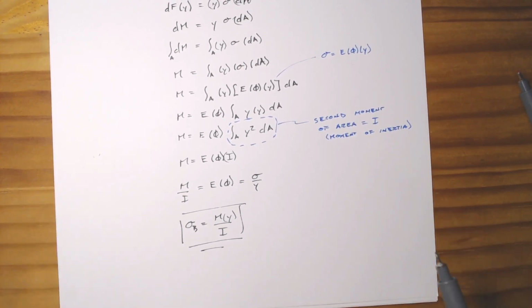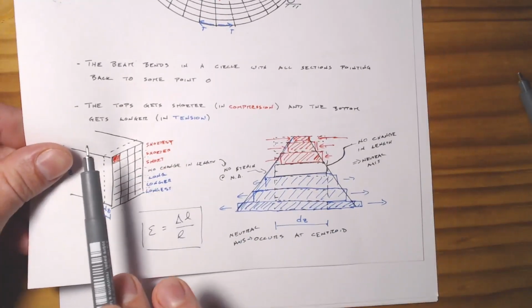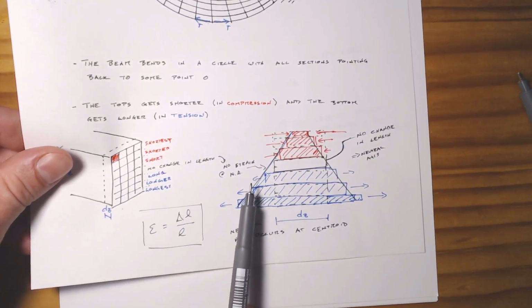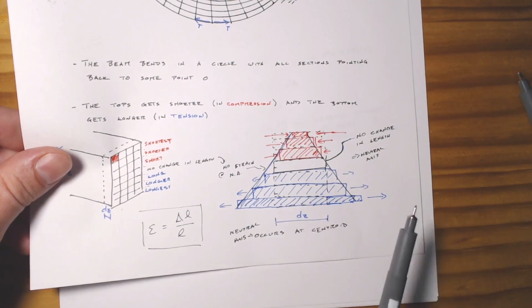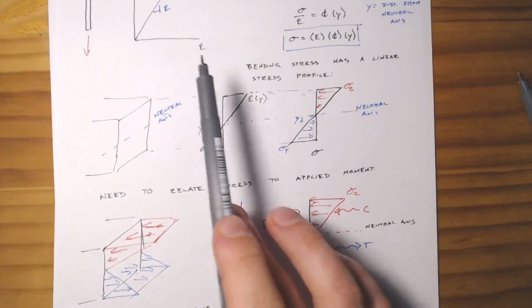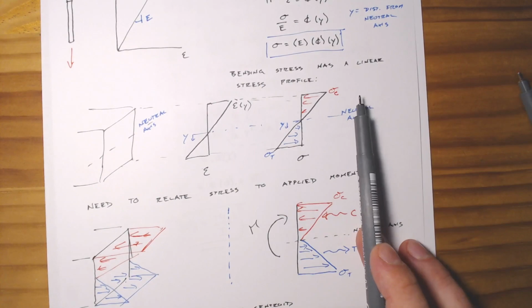So all these things are actually pretty straightforward to find, and this is what makes this moment-curvature relationship so elegant. It is from just simply thinking that plane sections remain plane. Think of this as a series of axial problems where we're getting shorter or longer in a linear fashion relative to our neutral axis. So that gives us a strain. We can then go from a strain and look at our stress-strain relationship. We know that our stress is linear.